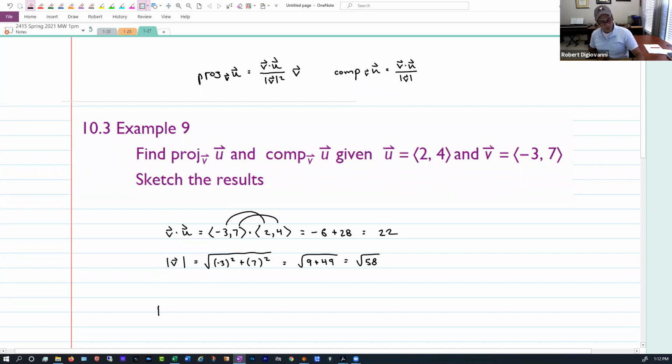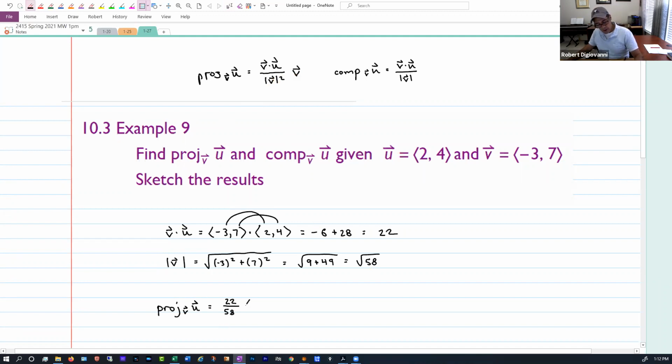So let's do the projection first. Projection of u onto v should be equal to, okay, so first it's v dot u, which we said is 22, over the length of v, but squared, right? So when you take the length of v, which is root 58, and square it, that should just give us 58. But then times the vector v.